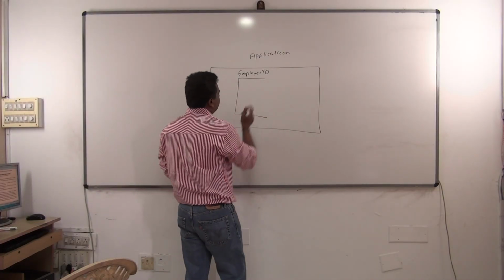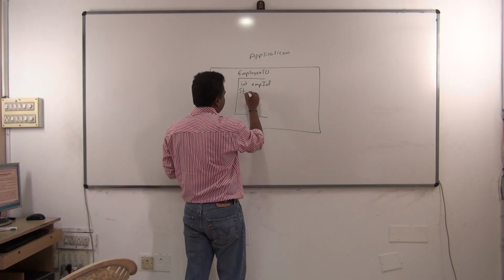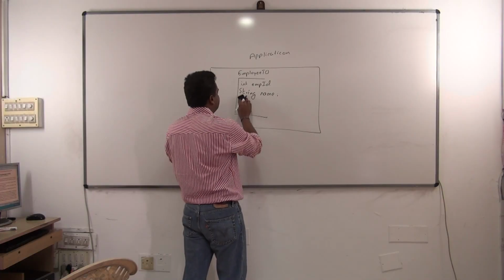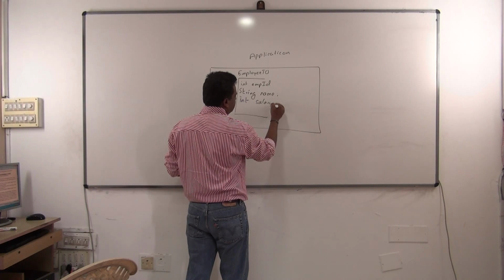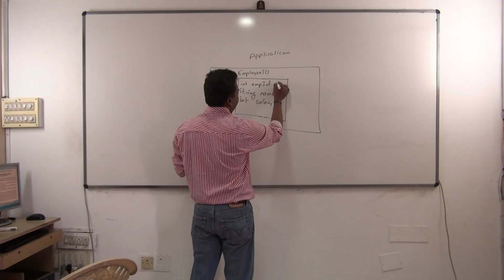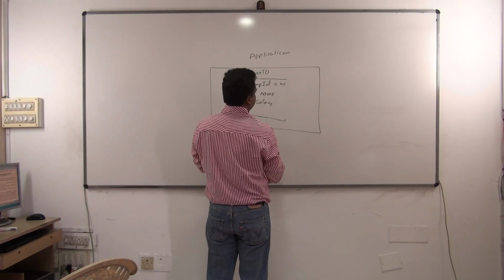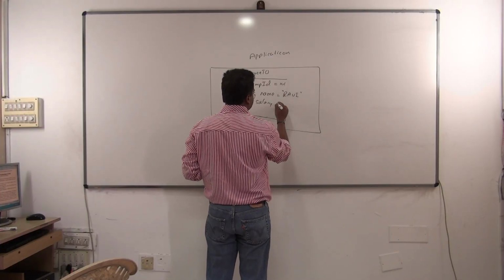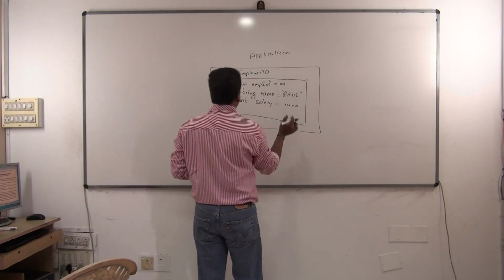In the Employee TO you will be having what? Int employeeID. Then you might have his name, String name. Then you might have what? Int salary. And this object will be having some values now. For example, employee ID might be 101, name might be something like Ravi, and salary might be 1000 rupees. So this is your TO now.